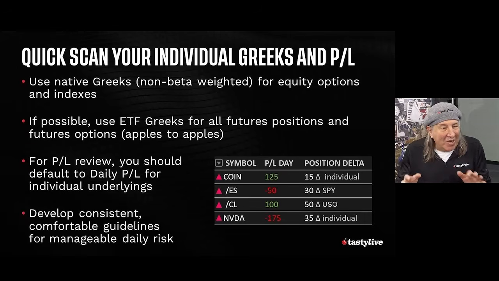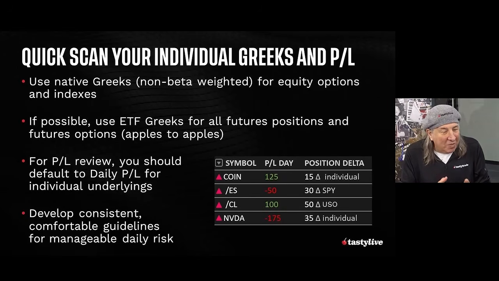Because then we can convert USO to SPY in the big picture, and it's much simpler. Now for P&L, and this is what also confused a lot of people, and I know I'm going over stuff that you're thinking, wow, I've never heard this before, because nobody really covers this stuff. But for P&L, you should default to daily P&L for your individual underlyings. Your overall totals, you're always going to use daily P&L, but for individual underlyings, I also use daily P&L.